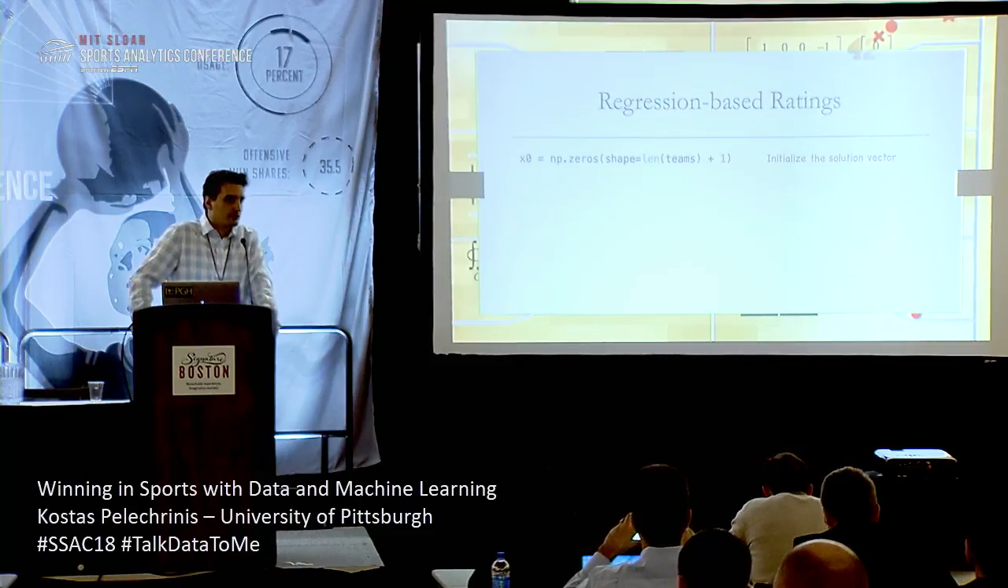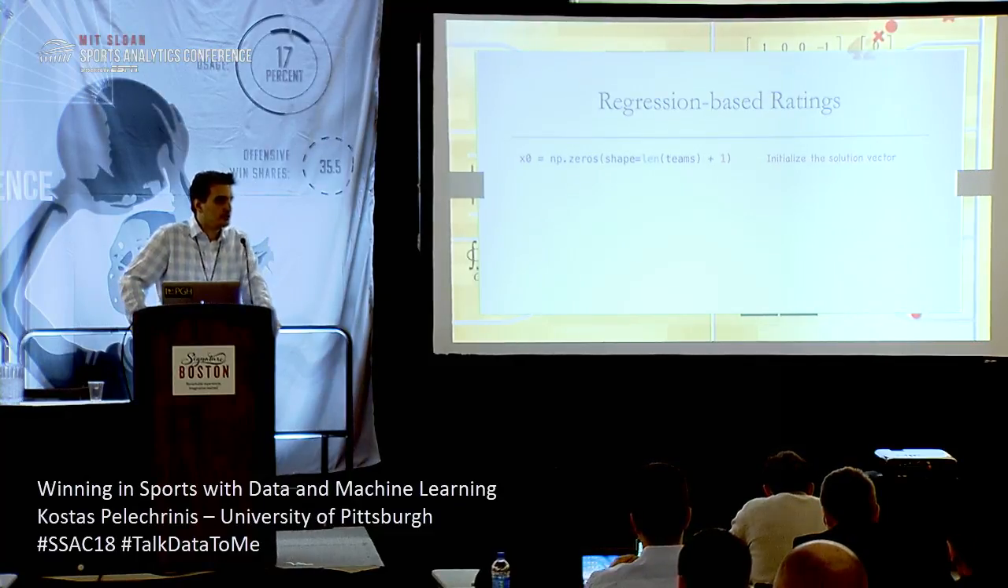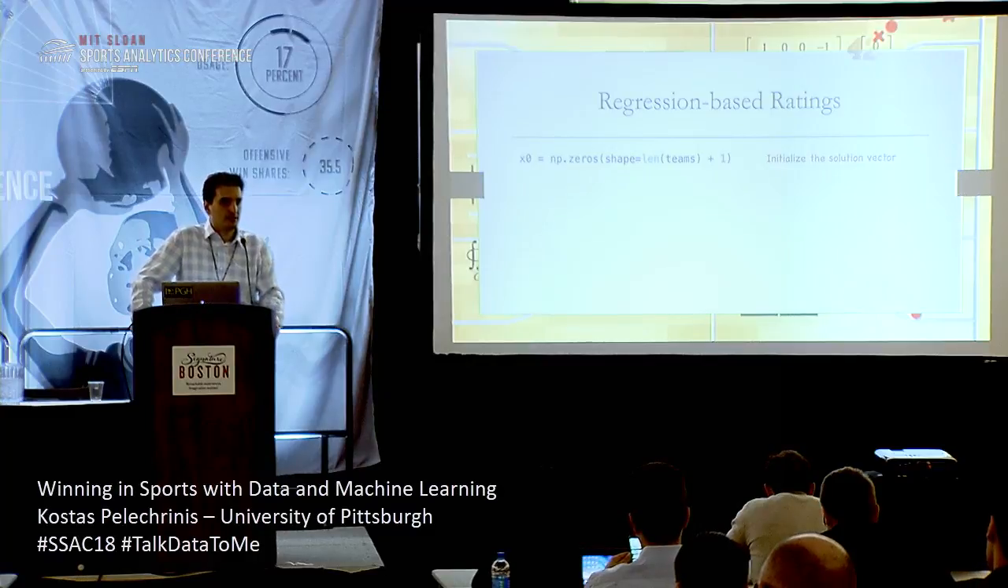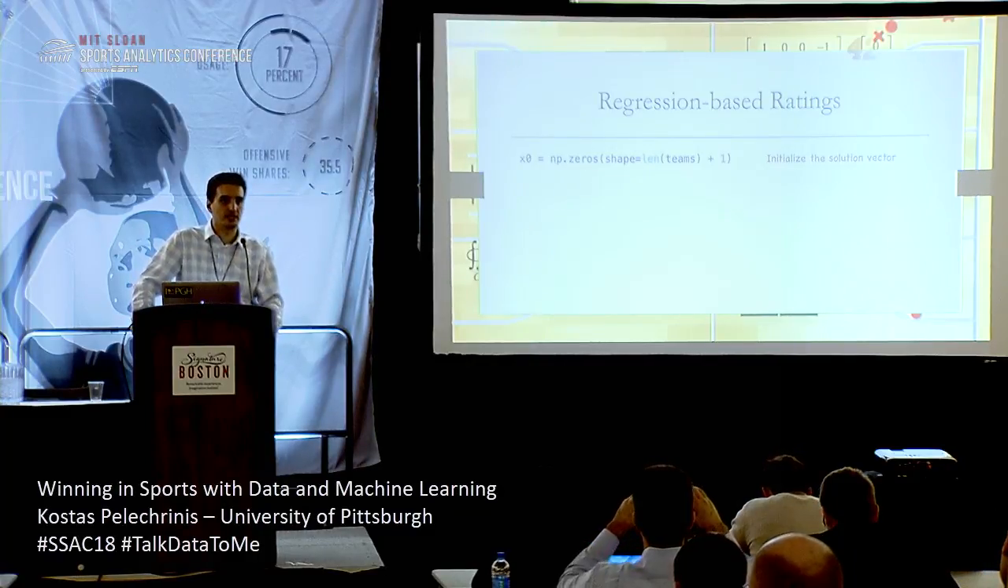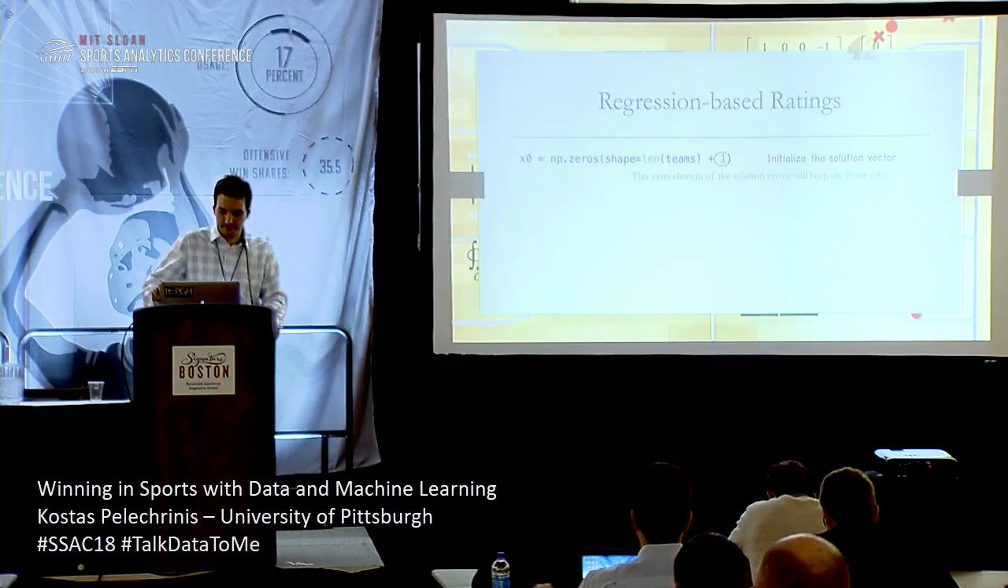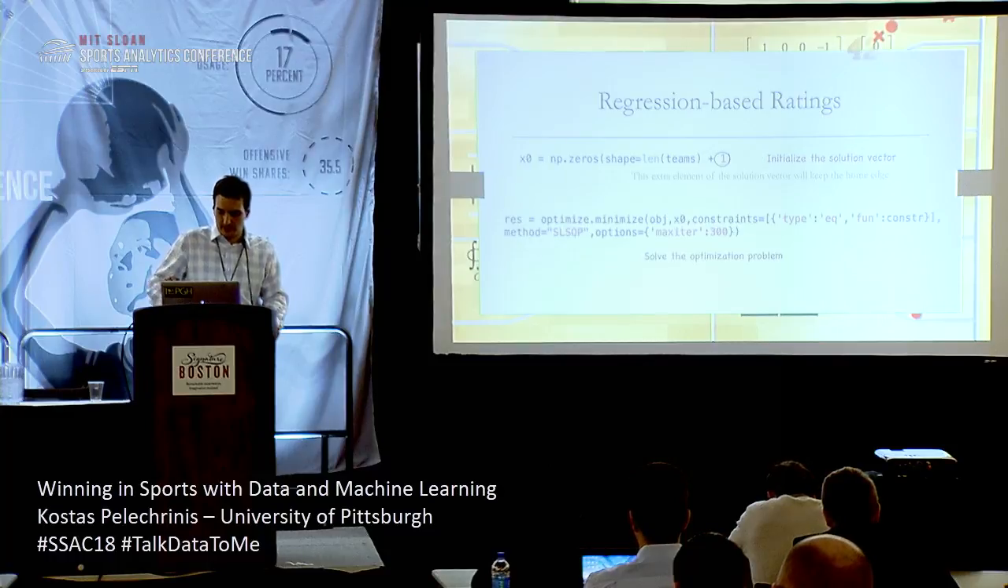Now, before you solve the problem, you need to create the vector that will keep the values of your solution, right, the coefficients. In this case, we're just creating a vector with dimensionality of 31. And why 31? Because you have 30 teams, plus you are looking for the home edge, right? So this is another variable in your optimization problem. So that's for the home edge.